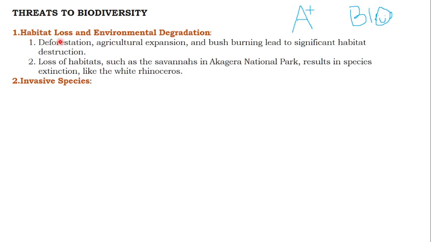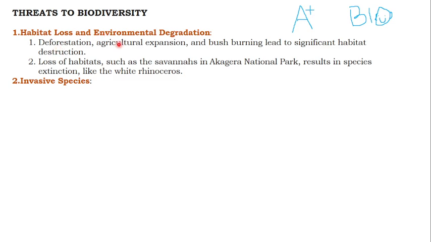Number one is habitat loss and environmental degradation. What causes the loss of biodiversity? Number one, habitat loss and environmental degradation. I told you that a habitat is a place where organisms live. Imagine when the habitat is destroyed. Once the habitat is destroyed, organisms lack a place to live, and they will go extinct. They will die, all of them, and we will lose those kinds of species.